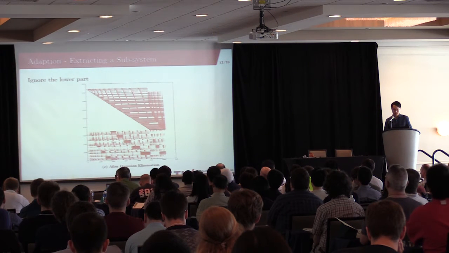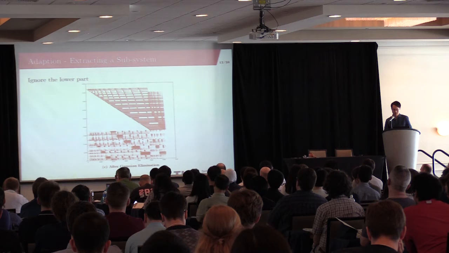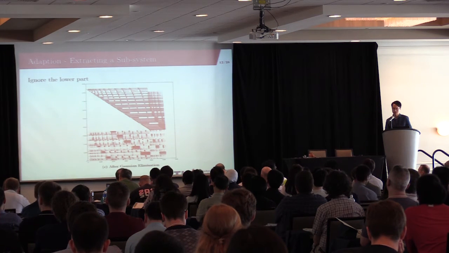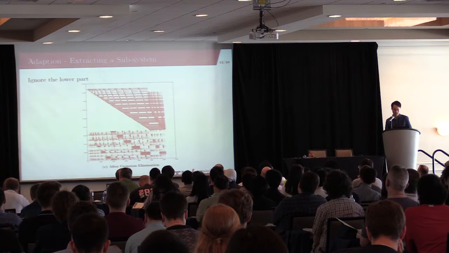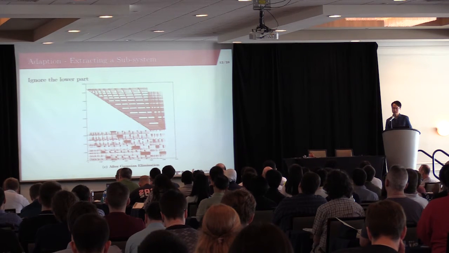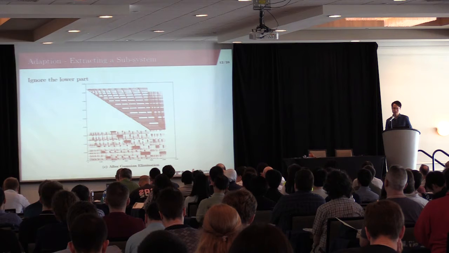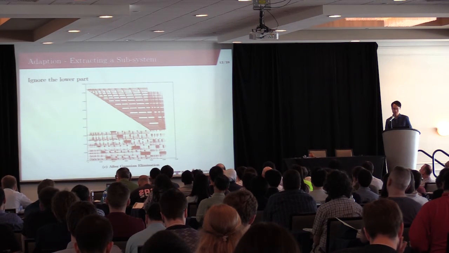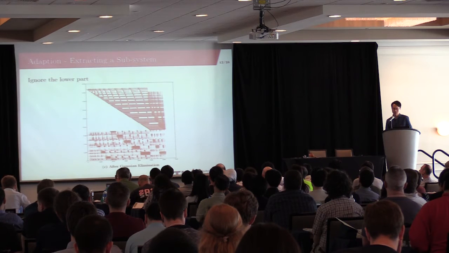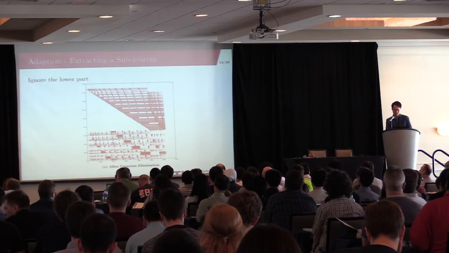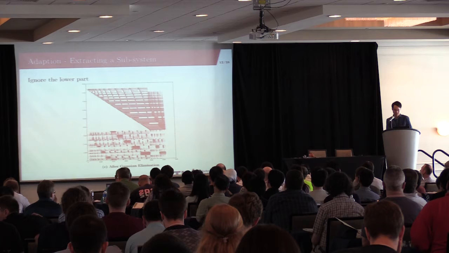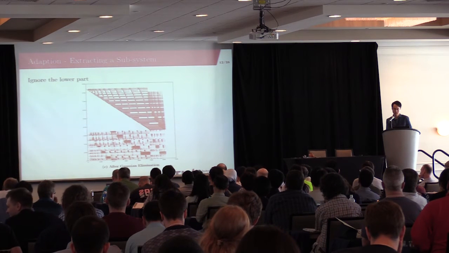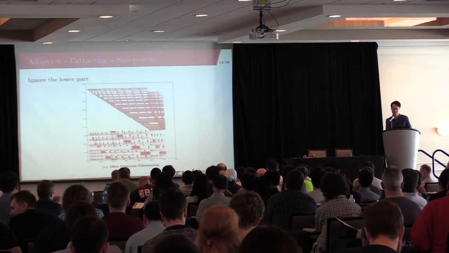And finally, there's no need to perform Gaussian elimination on the whole matrix, because the goal of this stage is to extract a subsystem. And because we want to solve n variables, the number of equations in the extracted subsystem only needs to be n plus 1. So you could see that we could ignore all the lower parts of the Macaulay matrix. After we swap the rows and columns, we could simply perform Gaussian elimination on the upper part.